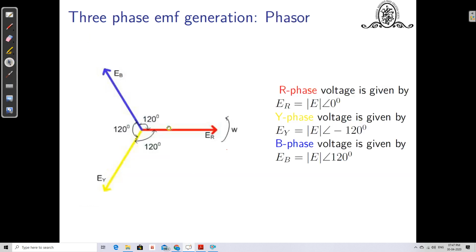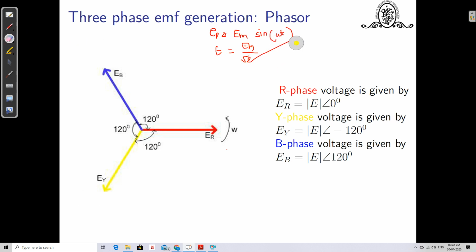Let's see how we can draw the phasor for this. So what is the phasor? First I will write down the equation for the R phase. The R phase equation is given as EM sine omega t. If I calculate the RMS value from this, the RMS value in the case of a sinusoidal wave is equal to the maximum value upon root 2.